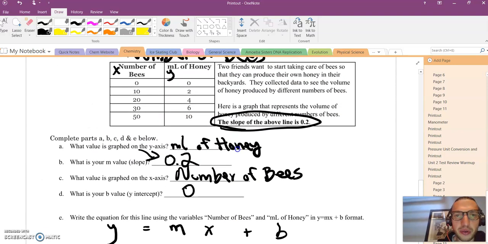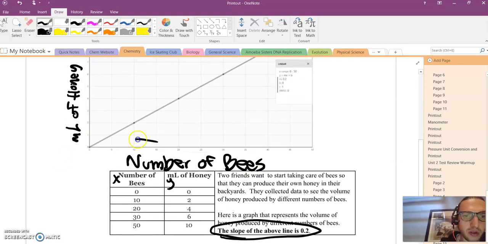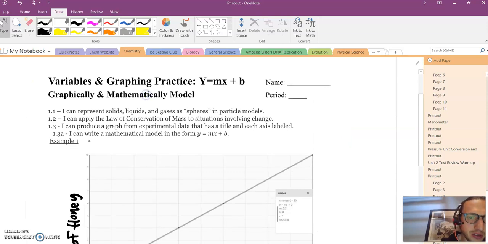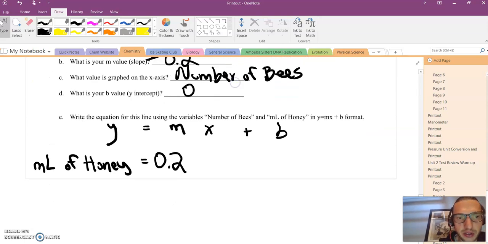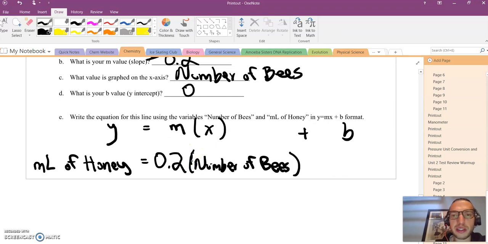Now for x, we have to write what is on our x-axis. So number of bees is on our x-axis. Remember, this one is always the x-axis. This one is always the y-axis. So 0.2 times number of bees, and then we have plus b. So I could have written it like that, plus b. So m, and this is multiplied by x. That's why I put these in parentheses, plus, and our b is 0. So for the first one, we're just going to put plus 0.